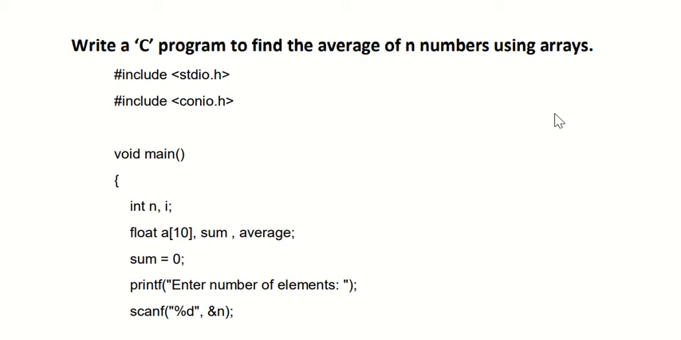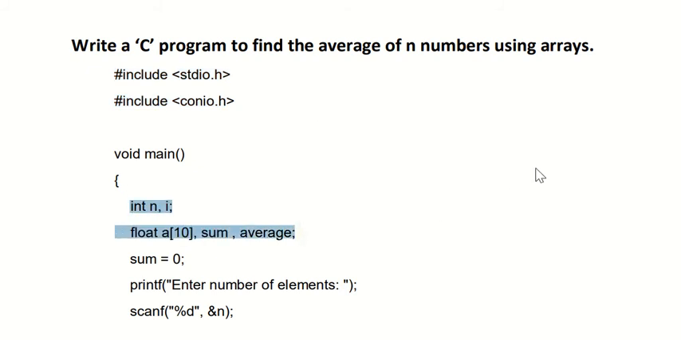So that is the normal concept, but here the question heading is you have to write a C program to find the average of n numbers using arrays. So #include <stdio.h>, #include <conio.h>. Those are the two header files. After that, void main function and open the bracket.